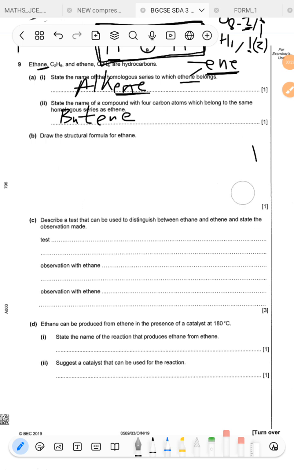B says, draw the structural formula for ethane. Now, ethane means saturated hydrocarbons. These are alkanes. That means they are only going to have single bonds. It means 2 carbons.